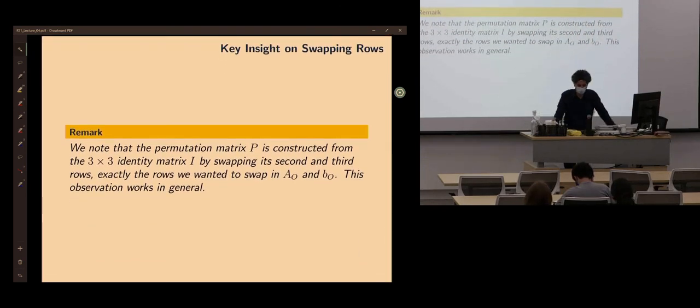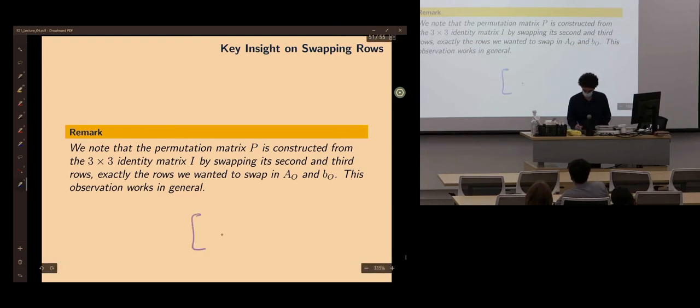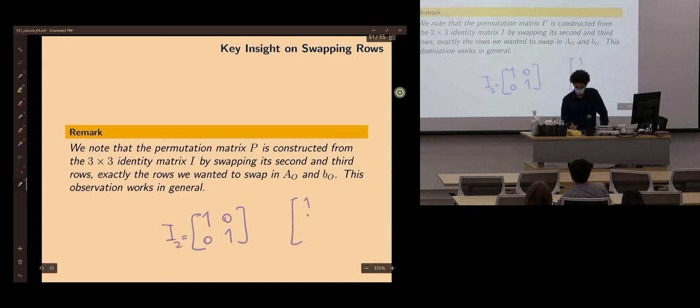And the key is that a permutation matrix can be constructed from the identity matrix. Now, if you are familiar, the identity matrix is a matrix that has ones on its diagonals and zeros everywhere else. So this is, for example, a 2 by 2 identity matrix. You can say I2. Or a 3 by 3 identity matrix.